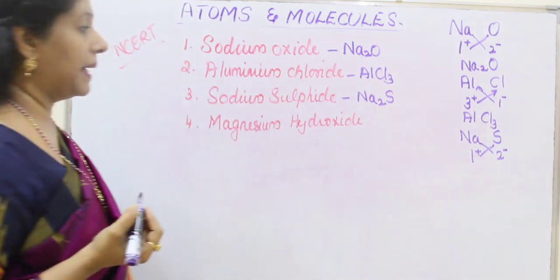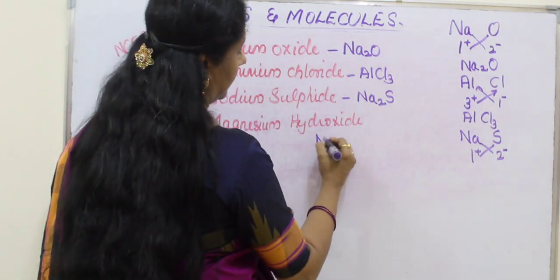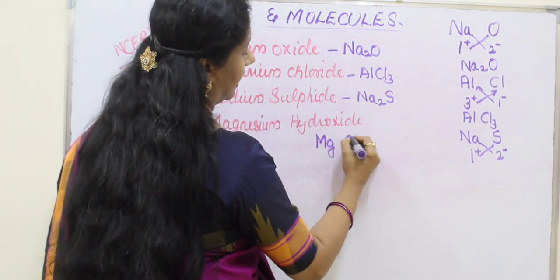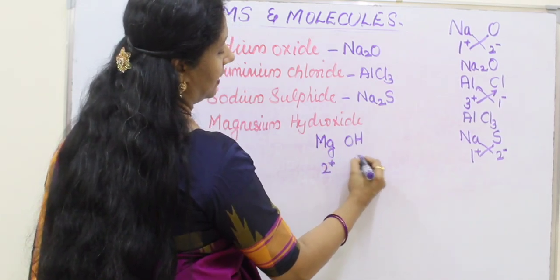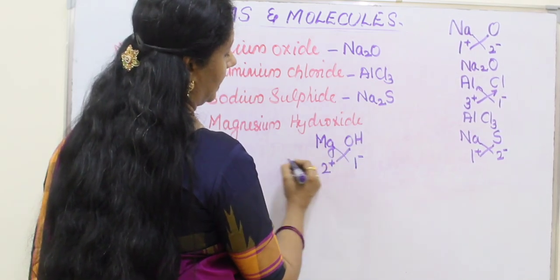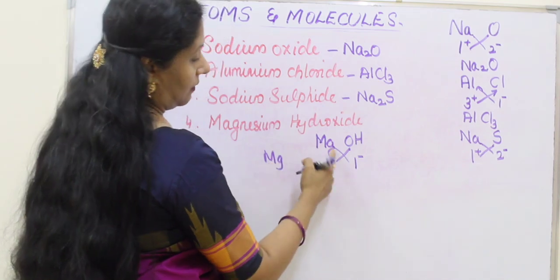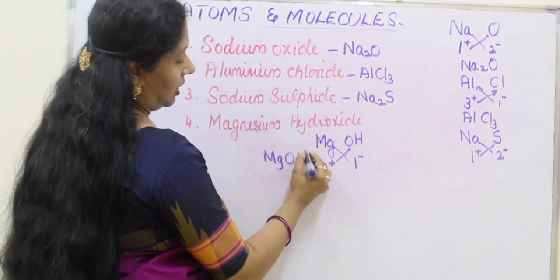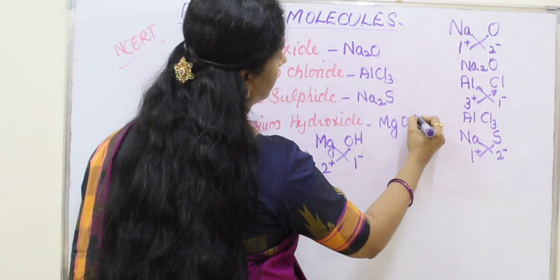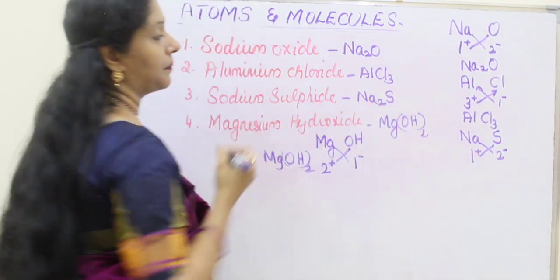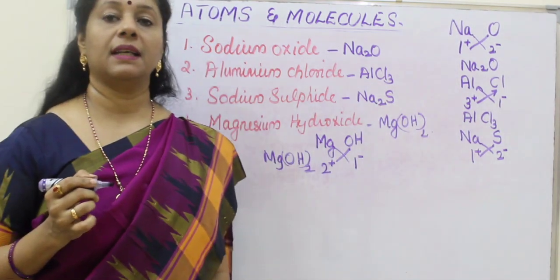Na2S. Magnesium hydroxide: magnesium is Mg 2 plus, hydroxide is OH 1 minus. So it is Mg(OH)2. Okay, so this is how we find the chemical formula.